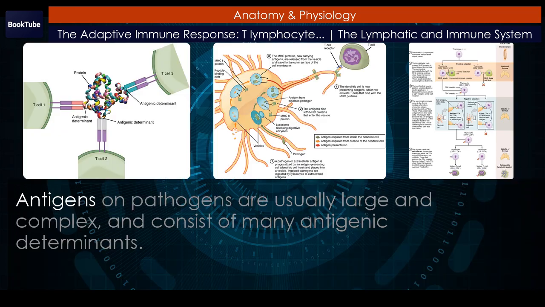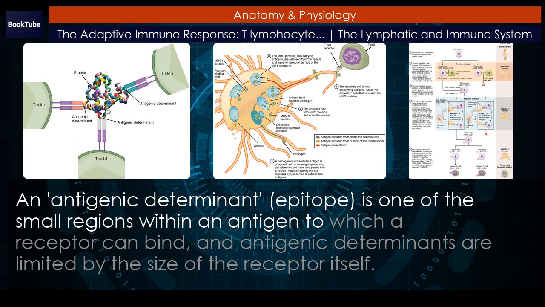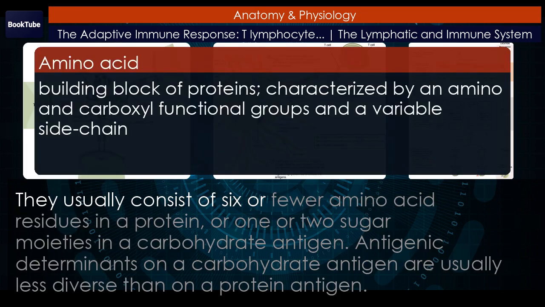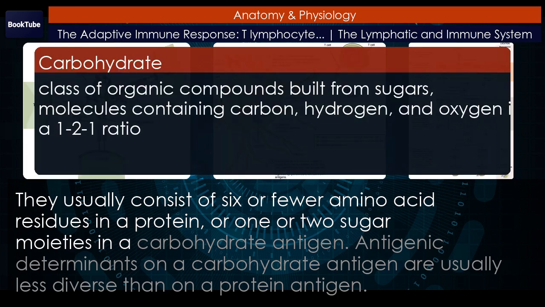Antigens. Antigens on pathogens are usually large and complex, and consist of many antigenic determinants. An antigenic determinant, or epitope, is one of the small regions within an antigen to which a receptor can bind. Antigenic determinants are limited by the size of the receptor itself. They usually consist of 6 or fewer amino acid residues in a protein, or 1 or 2 sugar moieties in a carbohydrate antigen.